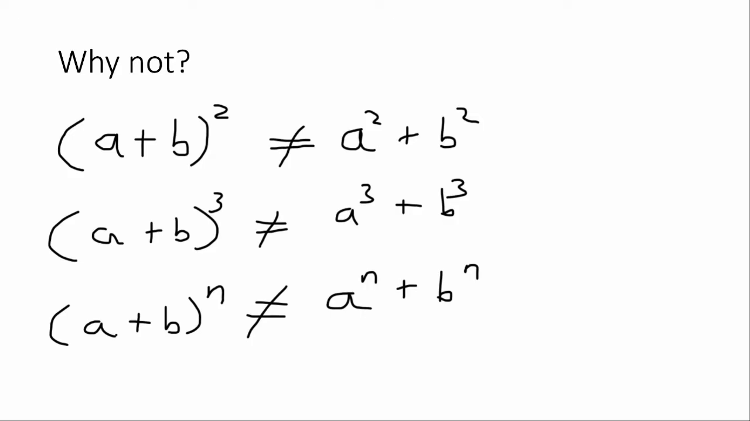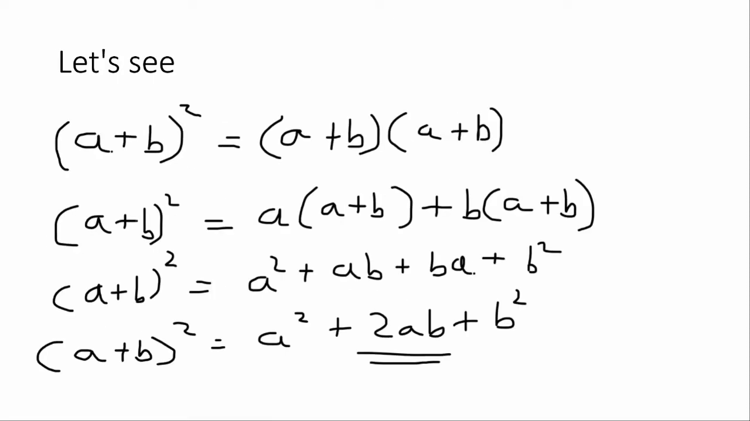The reason is that a plus b squared is not the same as a squared plus b squared. Likewise, a plus b cubed is not the same as a cubed plus b cubed. And in the same way, a plus b raised to the power n is not the same as a to the power n plus b to the power n, unless of course n equals 1. Okay, so if a plus b all squared is not the same as a squared plus b squared, what does it equal? Well, a plus b squared is equal to a plus b times a plus b.